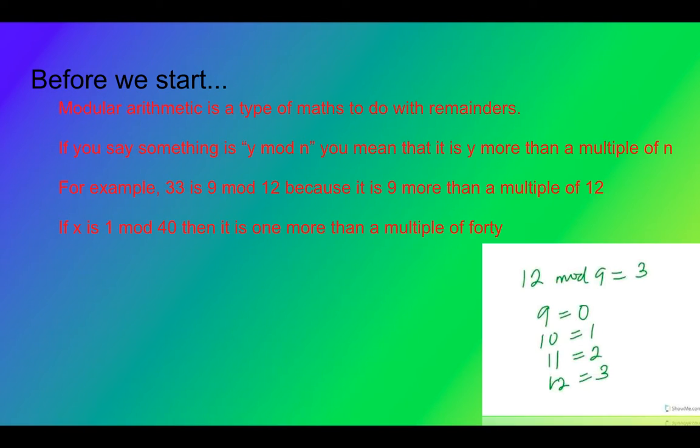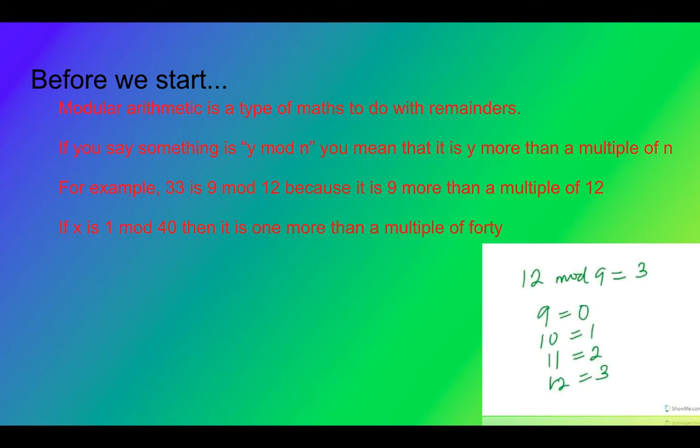But before we start, we have to talk about modular arithmetic. And this is a type of maths all to do with remainders. So, if you say something is y mod n, then you mean it is y more than a multiple of n. For example, 33 is 9 mod 12, because it's 9 more than a multiple of 12, namely 24. And, more crucially, 33 divided by 12 equals 2, remainder 9. And, say x is 1 mod 40, then it is 1 more than a multiple of 40. So it could be 41 or 481 or 4001.